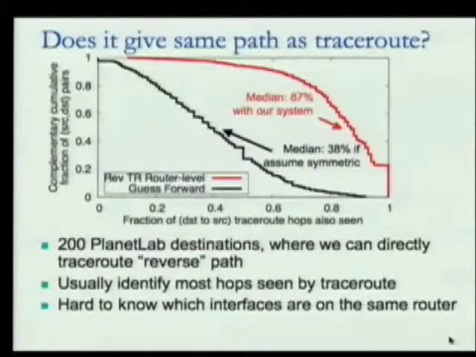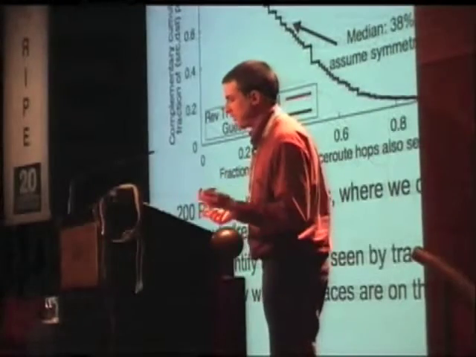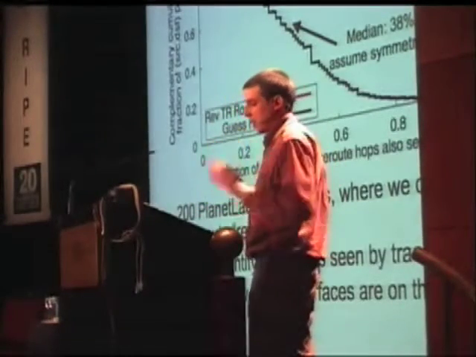And in the median case there, we see that you get 38% of the hops right. The red line is our technique. And in the median case there, we see 87% of the same hops that you would see if you issued a direct traceroute. One problem is that it's hard to know if two hops are actually the same when we're trying to compare paths. So we know we're doing pretty well. It's not clear why there's the gap.